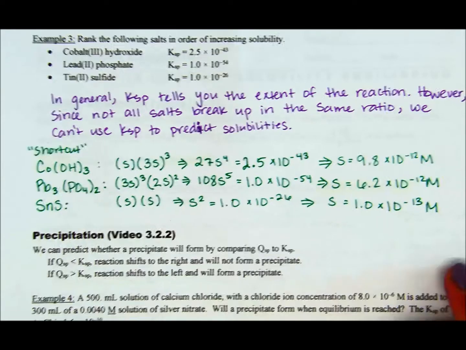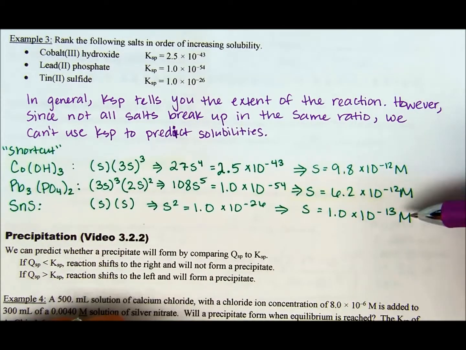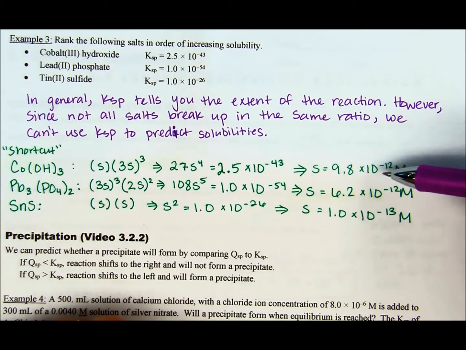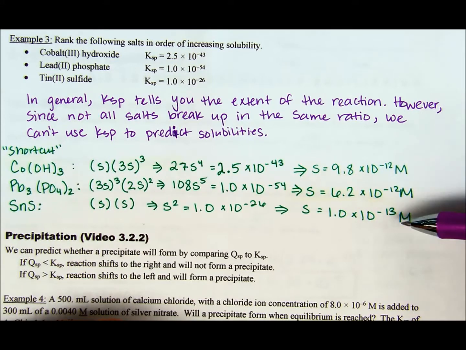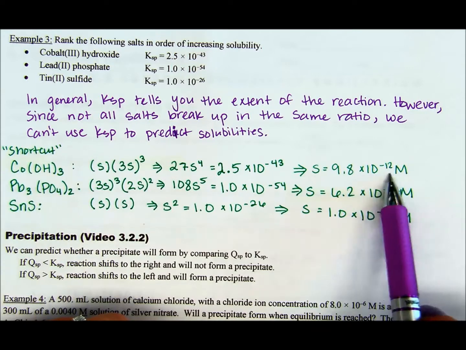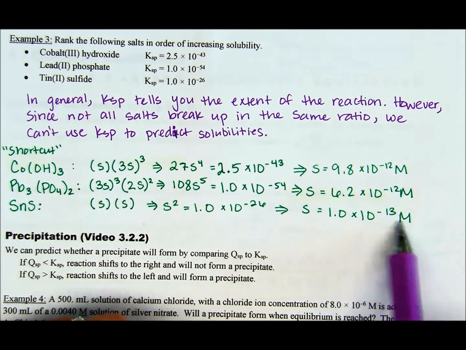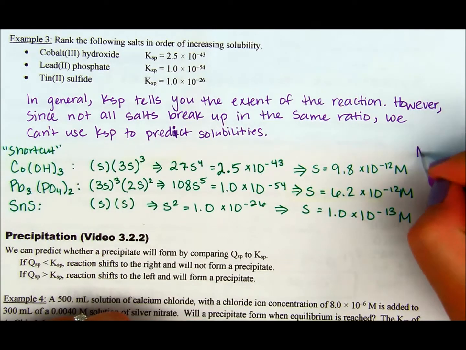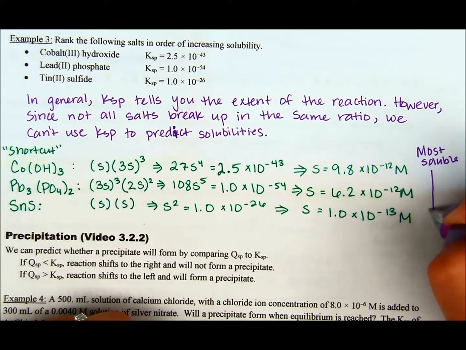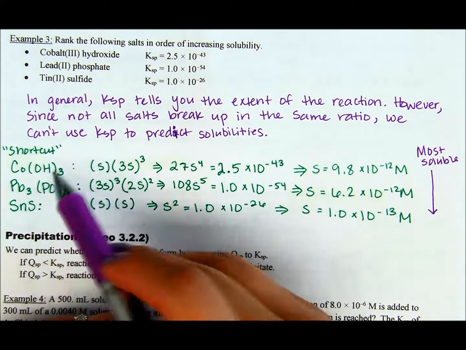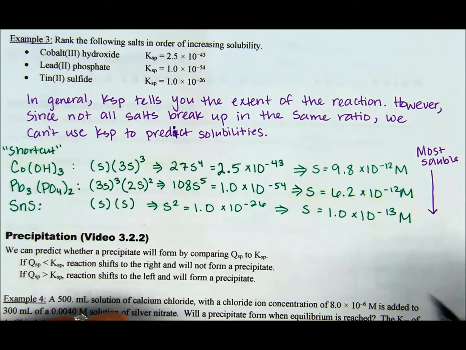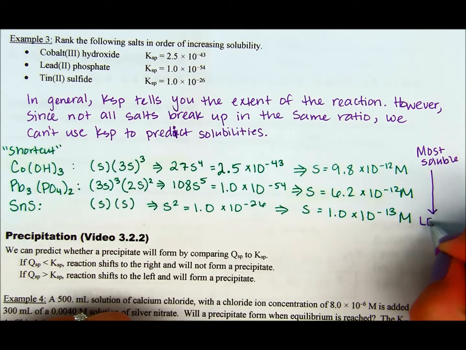Okay, so now we have all our S's, our molar solubility. Remember, this is how many moles are going to be able to dissolve in 1 liter of our solution. So here you have the most moles, so 9.8 times 10 to the negative 12 is the biggest number here. This is the smallest number. So this is the most soluble. And so our cobalt hydroxide is the most soluble, and our tin 2 sulfide is the least soluble.